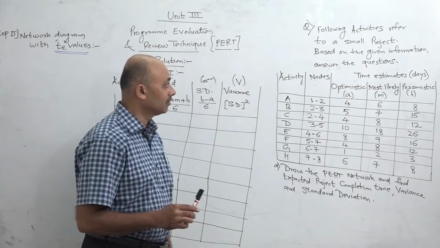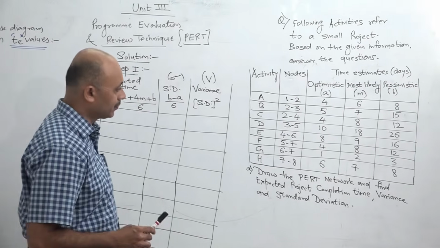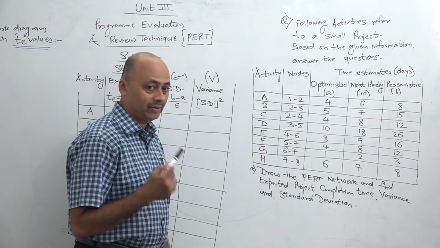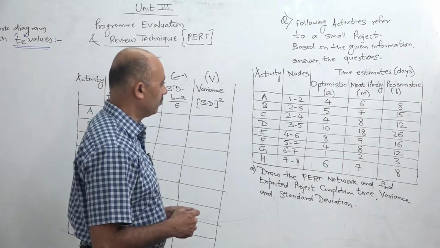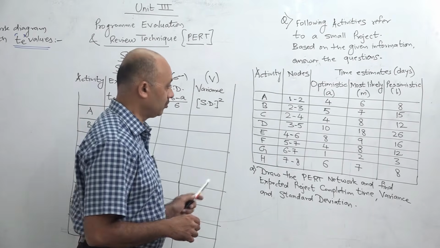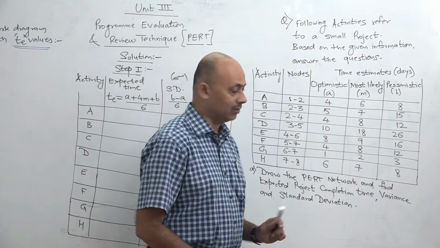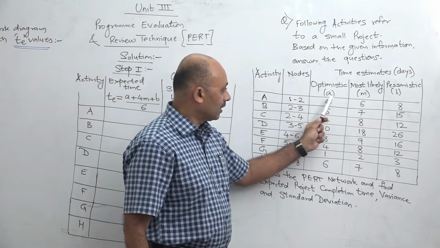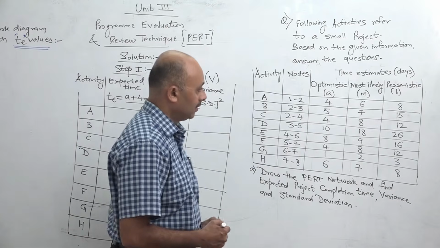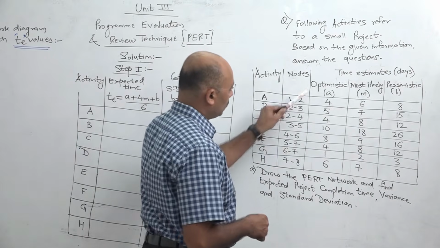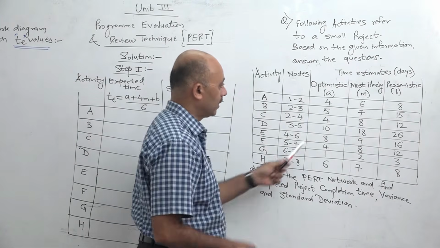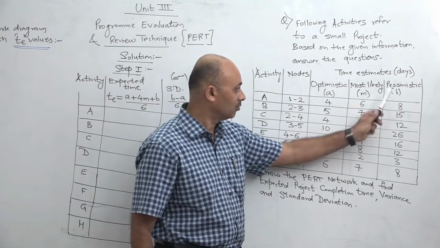Now today in this lecture we are going to see how to solve a PERT problem. The difference between PERT and CPM is that in CPM for every activity there is only a single time estimate, whereas in PERT for each activity 3 time estimates are given. They are called optimistic time, pessimistic time and most likely time. Optimistic is represented by small a, most likely by small m and pessimistic by small b.